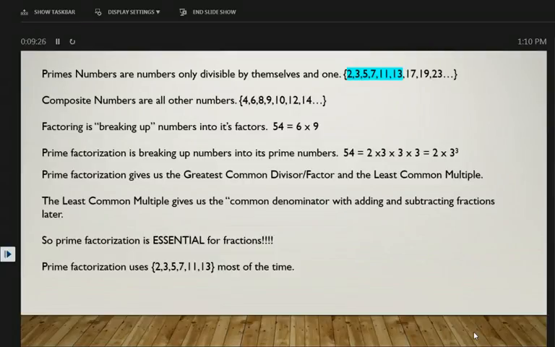The ugly numbers are 2, 3, 5, 7, 11, 13, 17, 19, 23. What comes after 23? 29? Something like that. 29, then 31, then 37, then 41. I'm thinking off the top of my head, just ugly numbers. Numbers that are only divisible by themselves and 1.